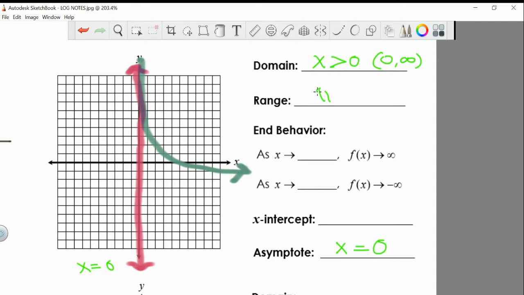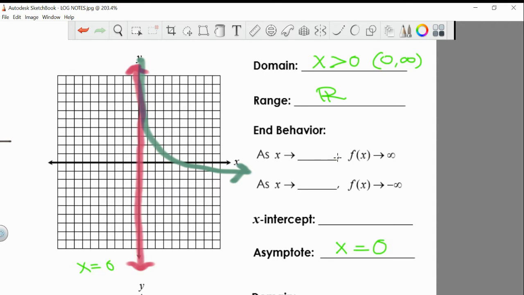My range is always going to be all real numbers. And then already I'm basically done with the question, just about. I just need to figure out which one of these is going to be my number 0 and which one of them is probably going to be infinity or maybe negative infinity.